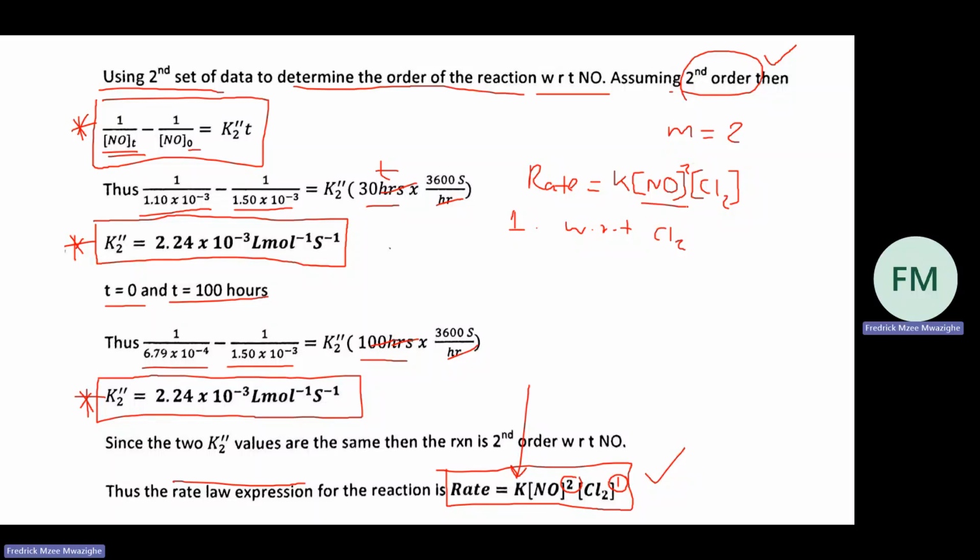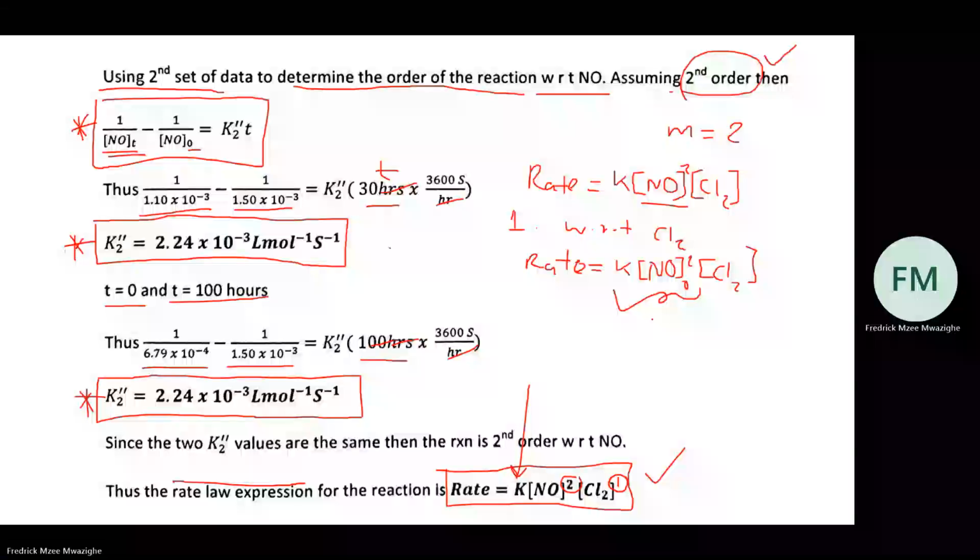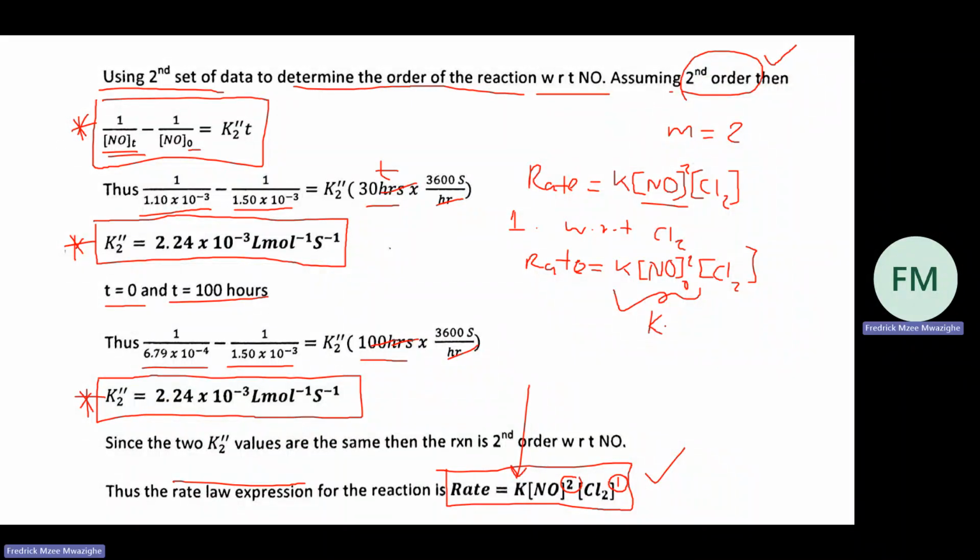This concentration of NO is constant. So then the expression would be: rate is given by K times the initial concentration of NO squared times the concentration of chlorine. Okay, so this term here, K times the initial concentration of NO squared, gives us the K prime.